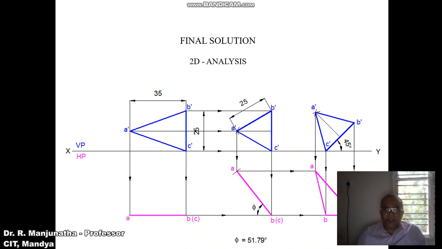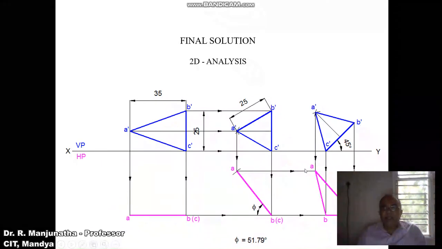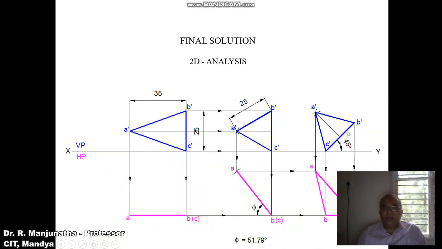Now to draw the top view, draw a horizontal projector from A and draw a vertical projector from A dash. Both these 2 lines will intersect at this point, and you mark this point as A. Similarly, draw a vertical projector from B dash and draw a horizontal projector from B. Both will intersect at these points, and you mark the point as B here. Draw a vertical projector from C dash and draw a horizontal projector from B. Both these 2 lines will intersect at this point, and you mark the point as C. Then join A to B, B to C, and C to A with a dark line.